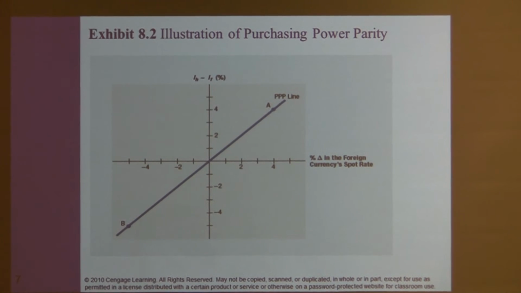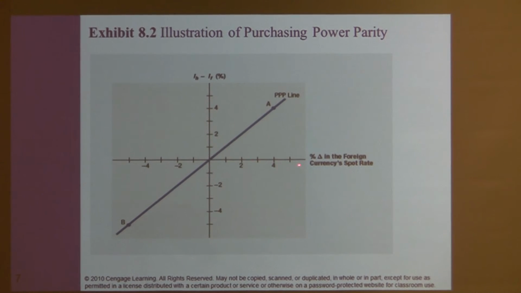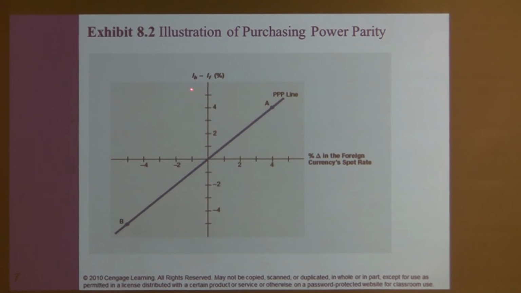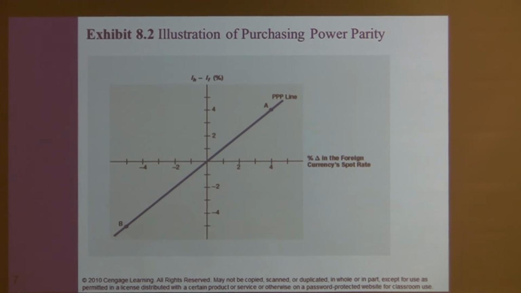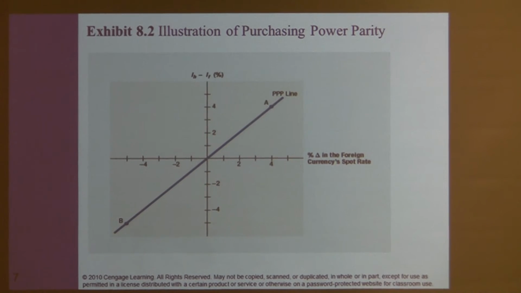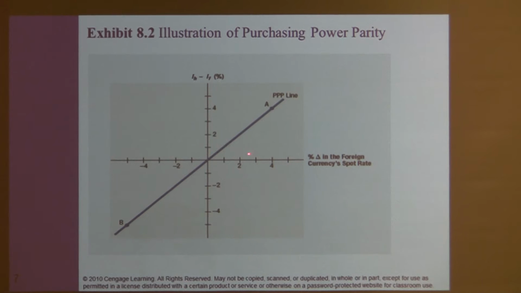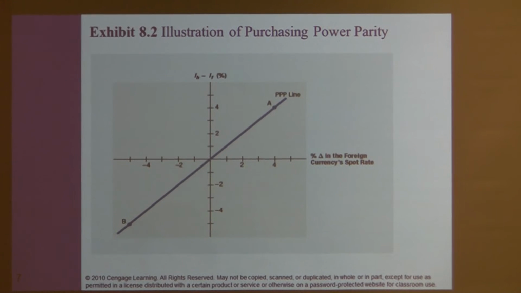This basically illustrates the relationship between the change in the exchange rate and the difference in inflation. What we have here is the difference in inflation between the US and Europe. And on the right-hand side, we have the change in the exchange rate. Now, what do we see here?